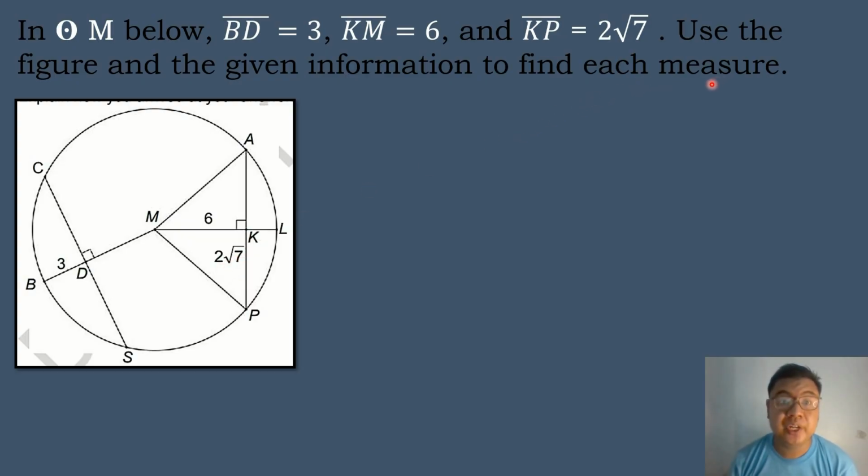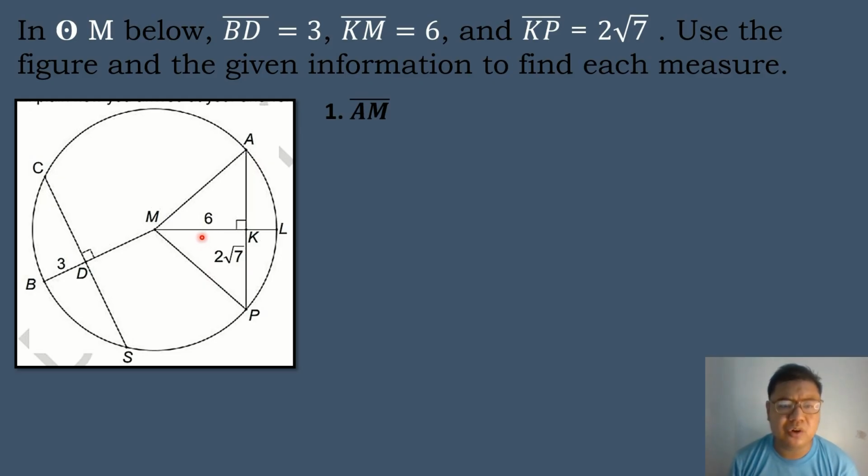Use the figure and the given information to find each measure. So number 1, let's find the measure of segment AM. Segment AM is a radius of circle M, and also it is the hypotenuse of triangle AMK. To find the hypotenuse of a right triangle, we will use the Pythagorean theorem. So we need the measures of the longer leg and the shorter leg.